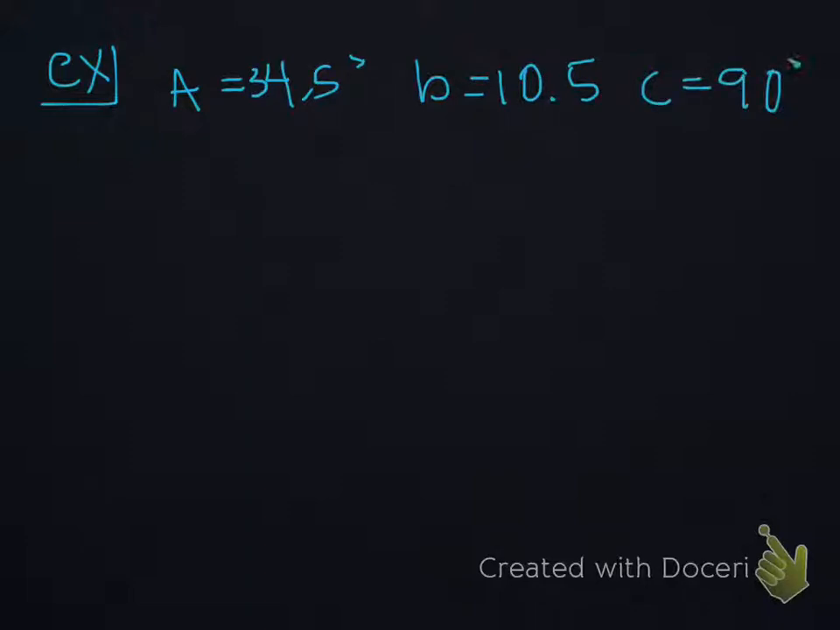So in our first example, the directions are going to say solve the right triangle if A is 34.5 degrees, B is 10.5, and C is 90 degrees. So in general, capital letters mean it's a degree, lowercase letter mean it is a side. So based on this information, we're going to draw our picture. So here's my right triangle.